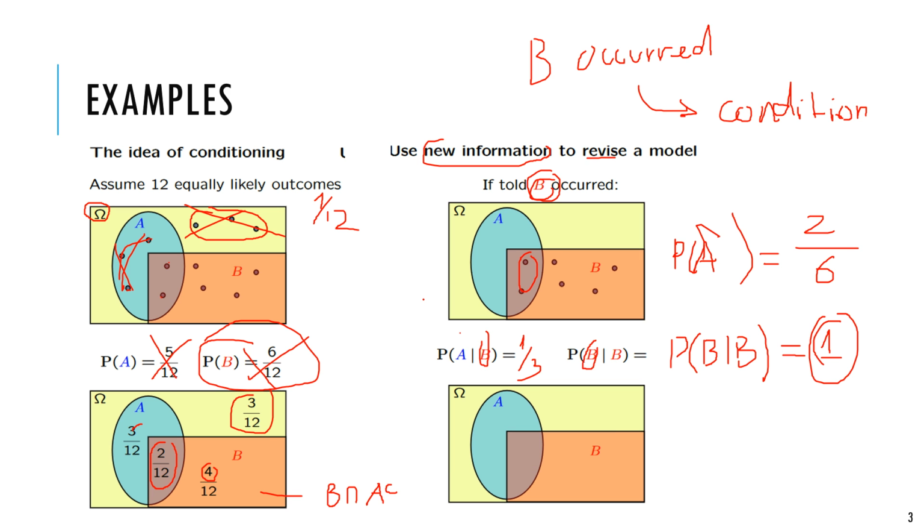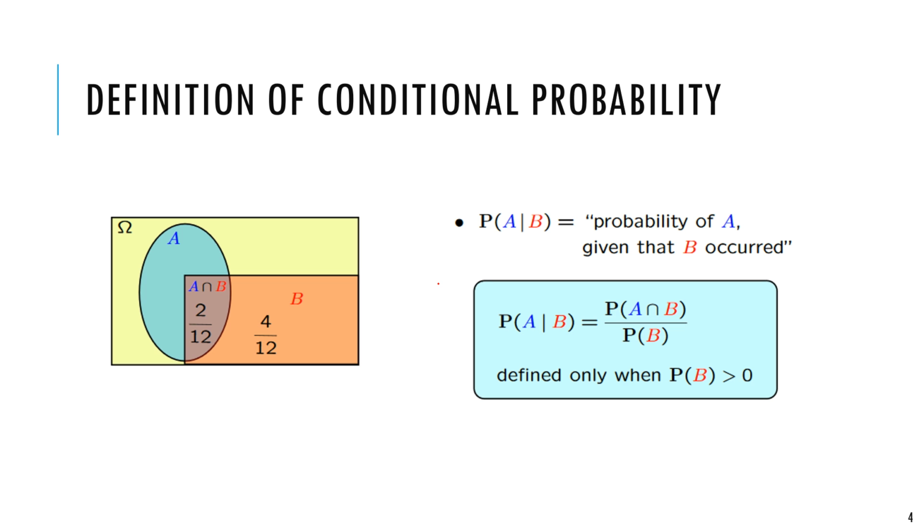If this makes sense, next we will define conditional probability. The conditional probability of A given B, the probability of A given that B occurs, is defined by this formula: the probability of A and B divided by the probability of B. It's defined only when the probability of B is greater than 0, since this is the denominator of the fraction.